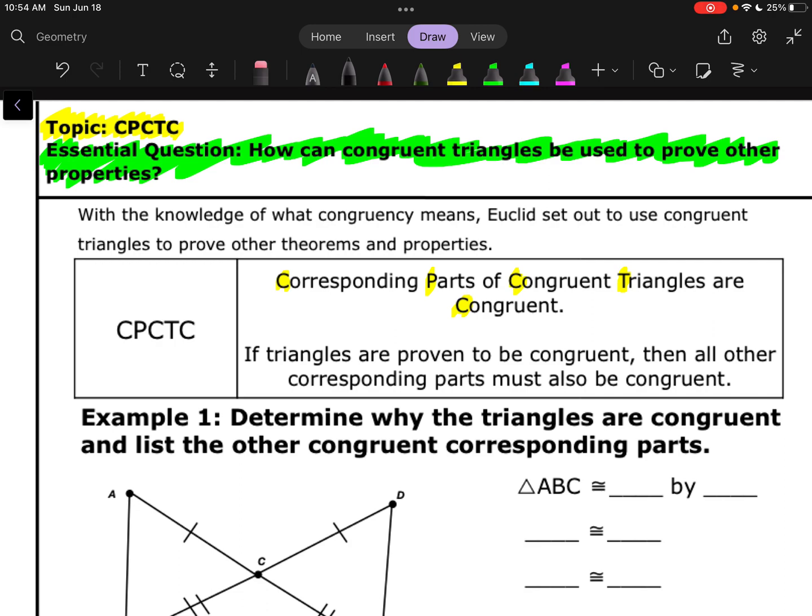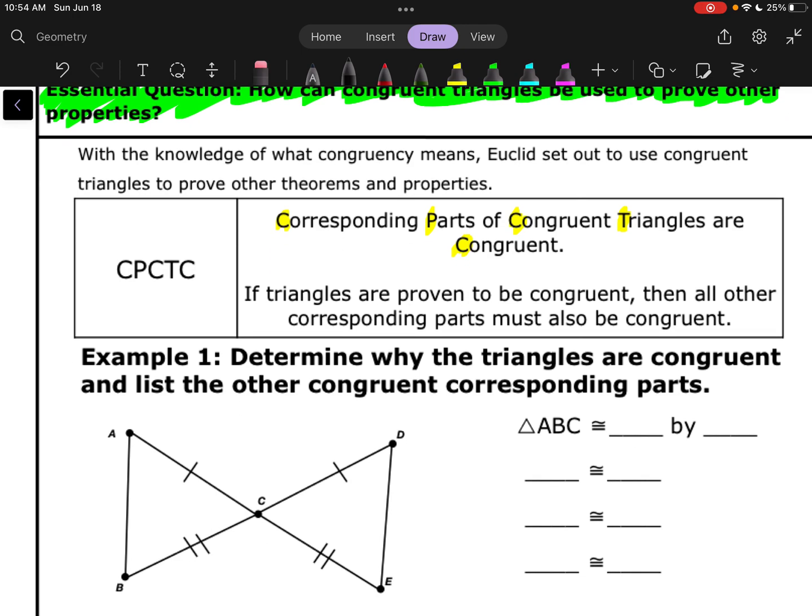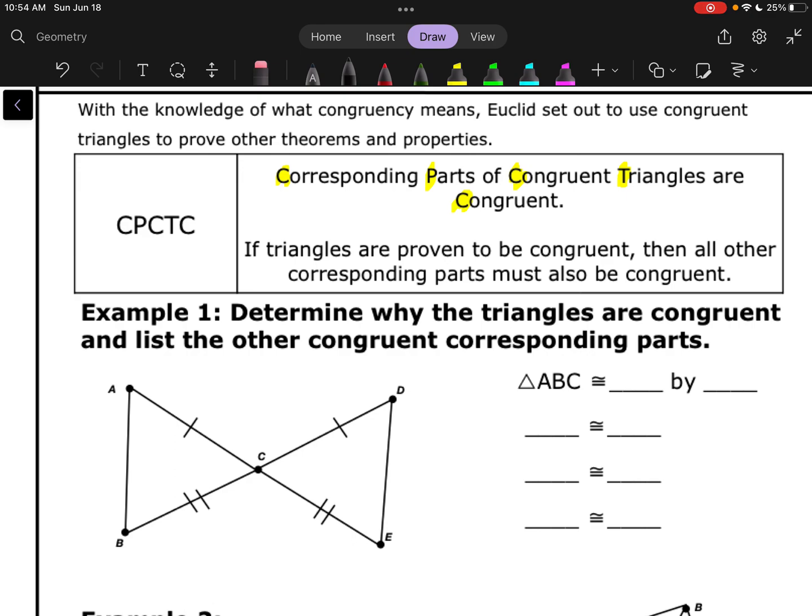CPCTC. And what that means is that if two triangles are proven to be congruent, then all other corresponding parts also must be congruent. All right, so for example, let's look at this one. To determine why the triangles are congruent and list the other congruent corresponding parts.